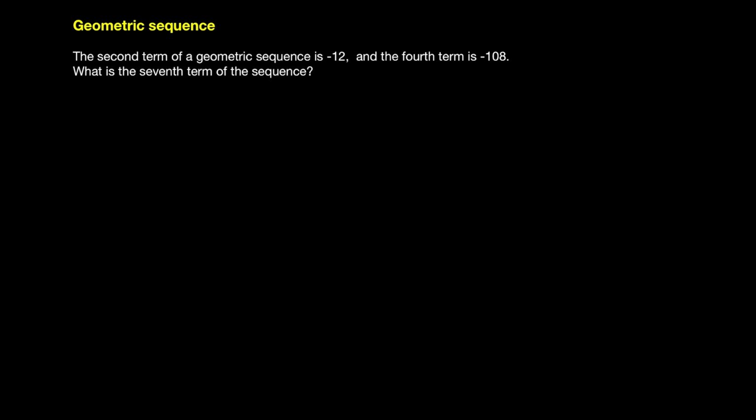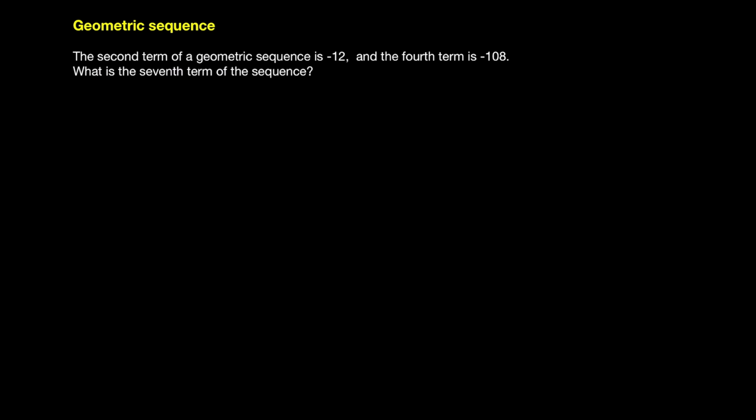In this video, let's talk about how to find a term in the geometric sequence given any two terms in that sequence. Here we have the second term of a geometric sequence is -12, and the fourth term is -108. What is the seventh term of this sequence?